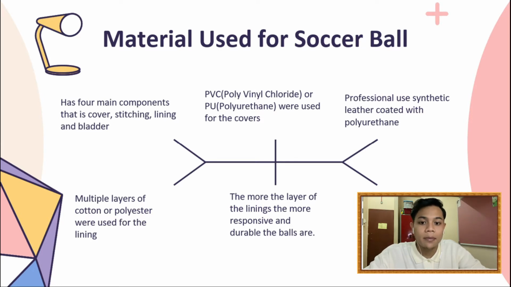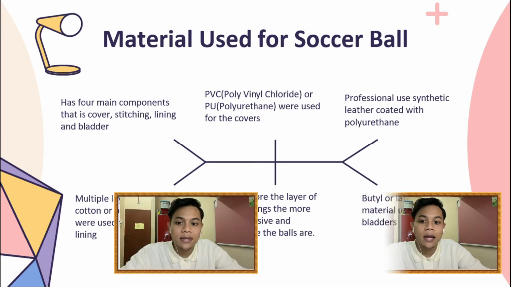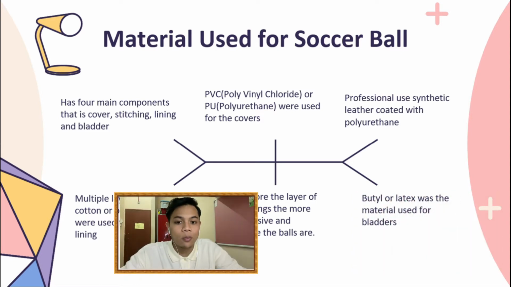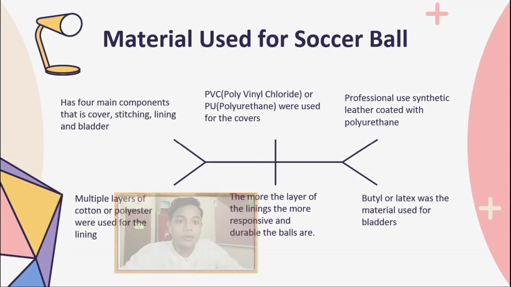For the linings, they are made of multiple layers of cotton or polyester bonded together. What differentiates professional soccer balls from cheap balls is that their inner lining has more or fewer layers. The more layers of lining, the more responsive and durable the balls are. Lastly, for the bladders, which is the component that holds the air, the material used is usually butyl or latex, but butyl is the most commonly used.